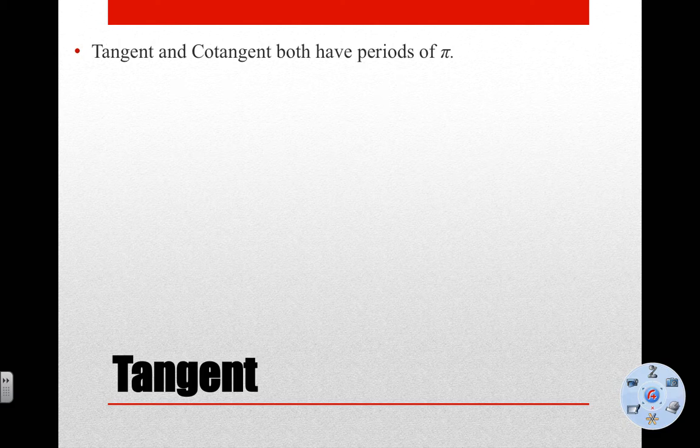Tangent and cotangent both have periods of pi, not 2 pi like sine and cosine. These are our only two functions that have a period of pi, and you'll see why in a few moments.